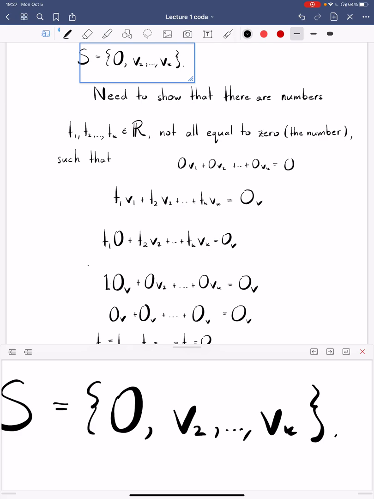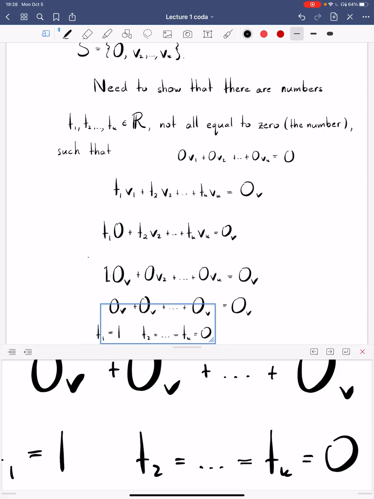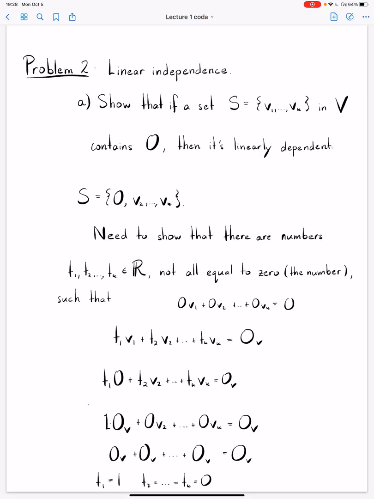And there's nothing special about v2 through vk or even k. K could be any number. There could be as many additional vectors here after 0 as you want, and they have no special properties. They're just arbitrary vectors in a vector space. As soon as 0 is included in this set S, you can employ this argument and demonstrate that S has to be linearly dependent. Okay, so that's that. And what was problem 2b?